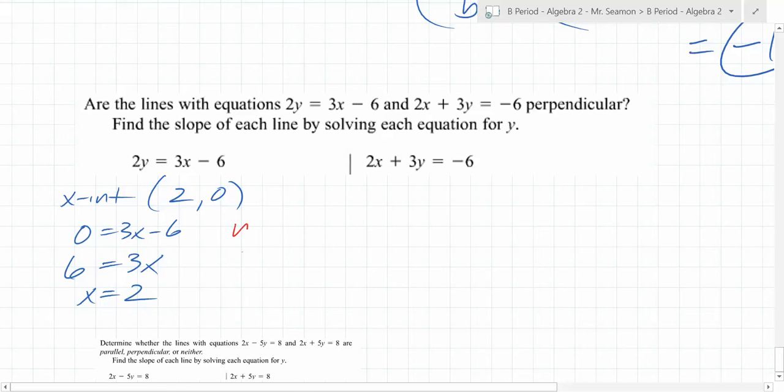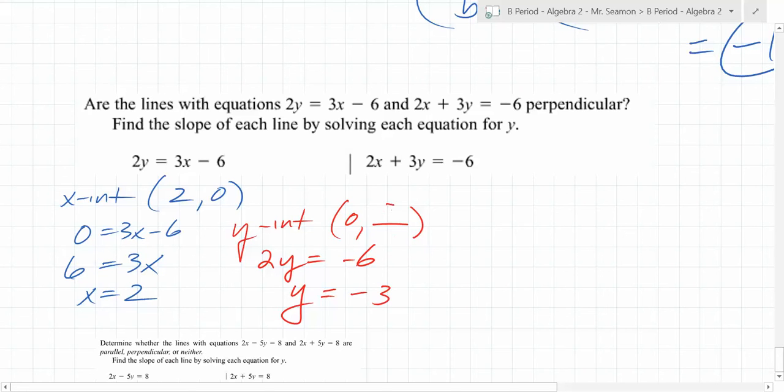So if I wanted the y-intercept, the y-intercept is when x is equal to 0. So that's when 2y is equal to -6. So what does y equal to? Is equal to what? Negative what? -3. So you have 2 points right there. You have 2, 0, and what's the other point?